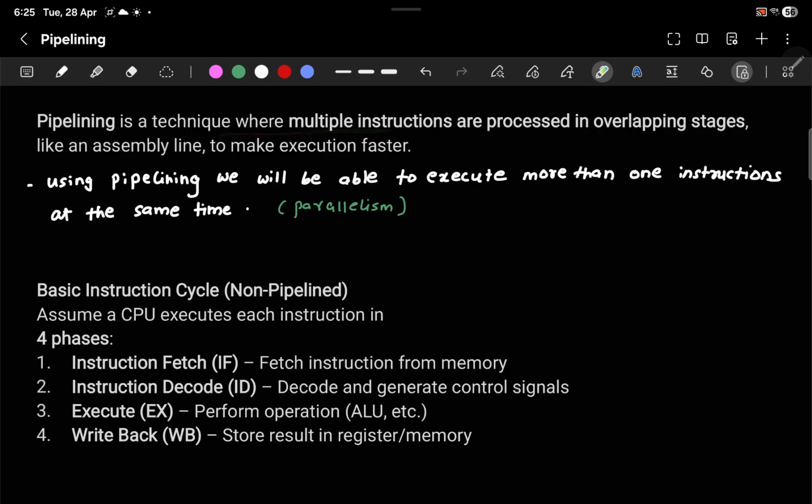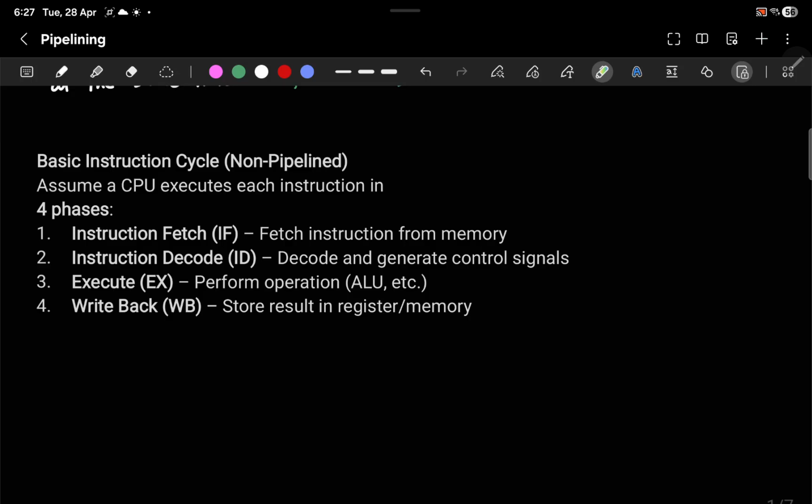The main thing about pipelining is why we are using it: using a pipeline we are able to execute more than one instruction at the same time. This is where parallelism comes into the picture. Because more than one instruction is executing at the same time, it simulates parallel processing. Before getting into the pipelining concept, you have to understand the basic instruction cycle.